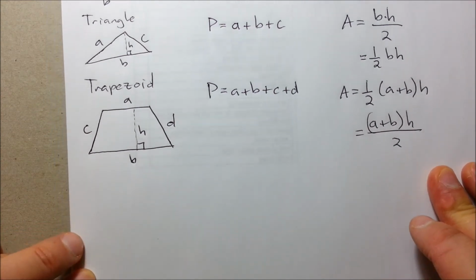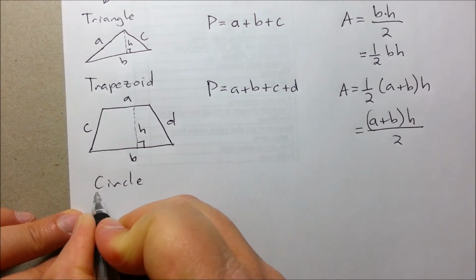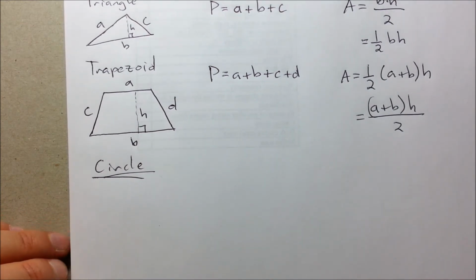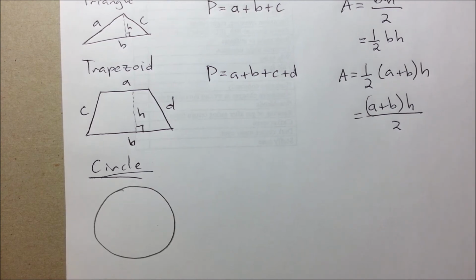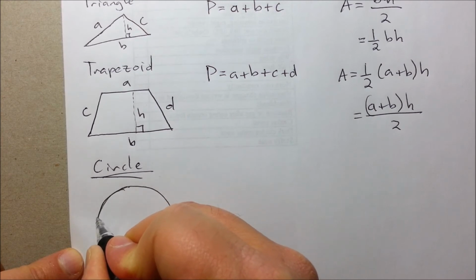Now let's move on to our last shape, which is the circle. Okay, now this is going to be a little bit tough, so I'm going to try to make the best circle that I can. There, that's my best attempt at doing the circle. I'm going to retrace it again.